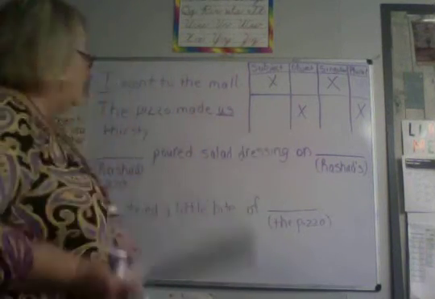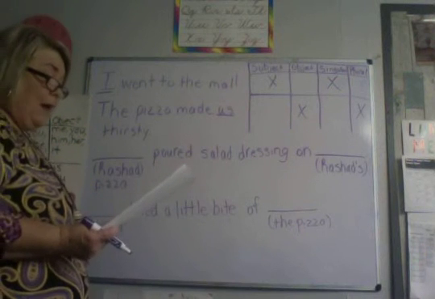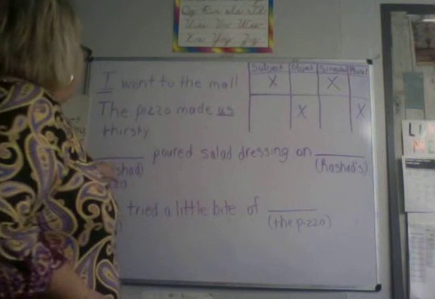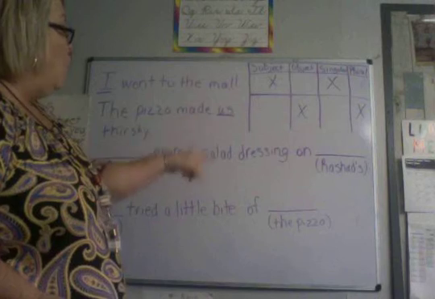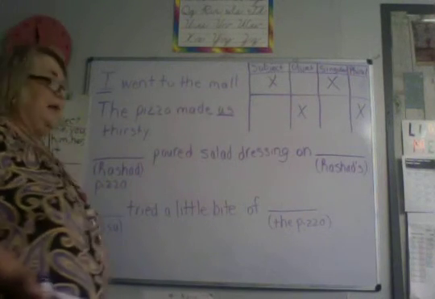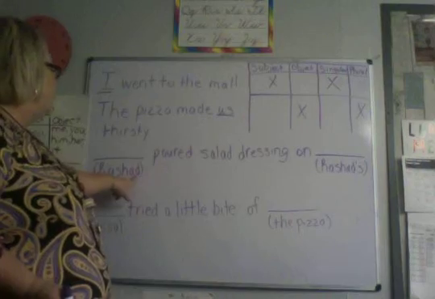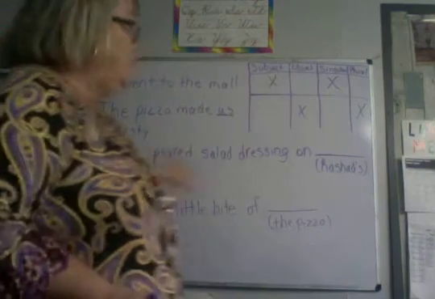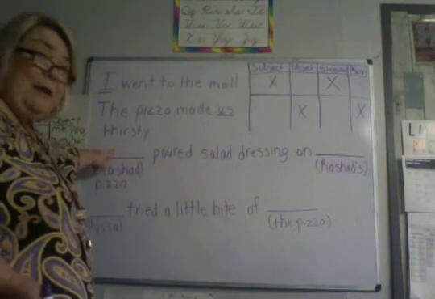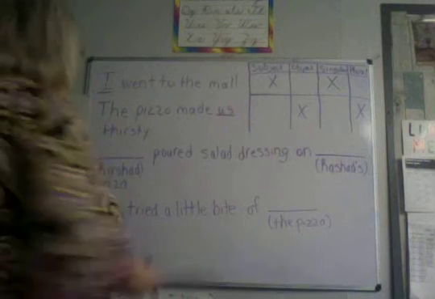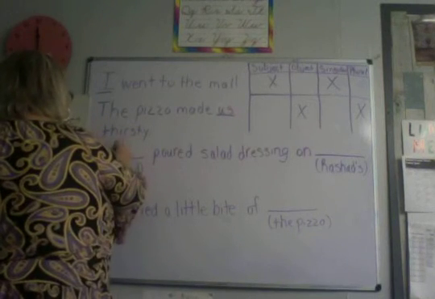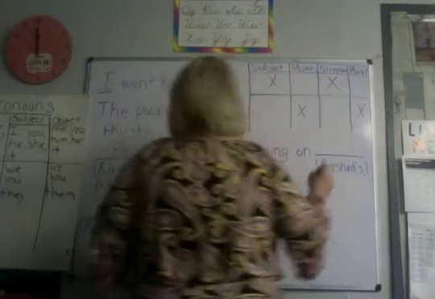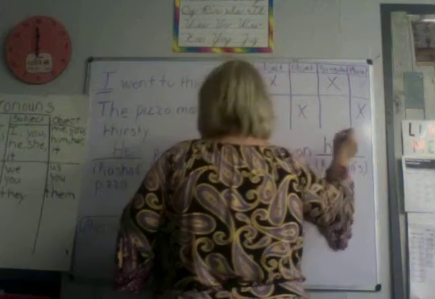On down the page, in the middle, it says write the correct pronoun to replace the word or words for each blank. Rashad poured salad dressing on Rashad's pizza. We want to replace the word Rashad in both places with one of our pronouns. So in the first one, this is who the sentence is about, Rashad. He's a boy. So we're going to say he poured salad dressing on his pizza.